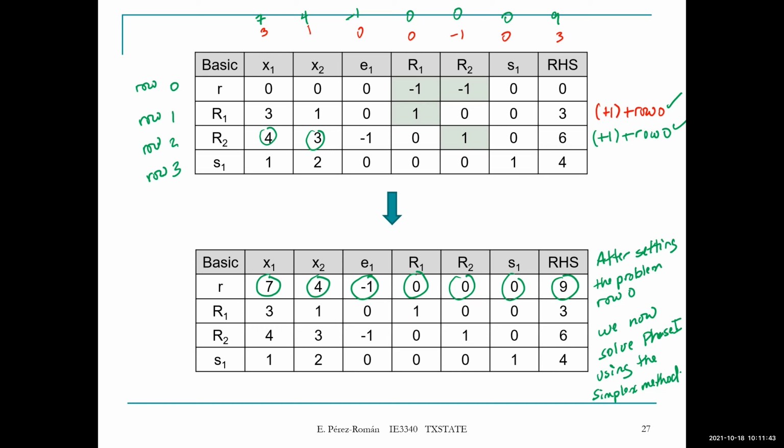We're actually making that solution consistent, but the point was to make this coefficient 0, so this will resemble the identity matrix. But by doing that, we are making sure that this has the right format, the right solution for the problem. So now we have the table in this format. This is the right format. So after setting the problem row 0, we now solve phase 1 using the simplex method. So this is a minimization problem. And the question is, do we have the optimal solution?